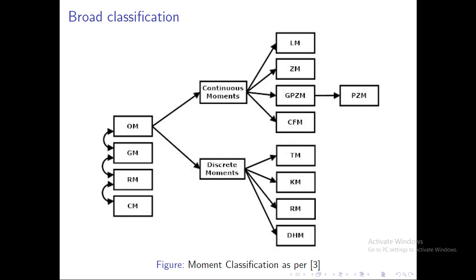This is the broad classification of orthogonal moments. Before orthogonal moments, there were complex moments, rotational moments and geometric moments. These double-sided arrows mean that each of these moments can be expressed within the other formulation, while single arrows denote a subclass relation. So the continuous moments include Legendre moments, Zernike moments, generalized pseudo-Zernike moments which give birth to pseudo-Zernike moments, and Chebyshev-Fourier moments. And the discrete moments include Chebyshev moments, Krawtchouk moments, Racah moments and Dual-Hahn moments.